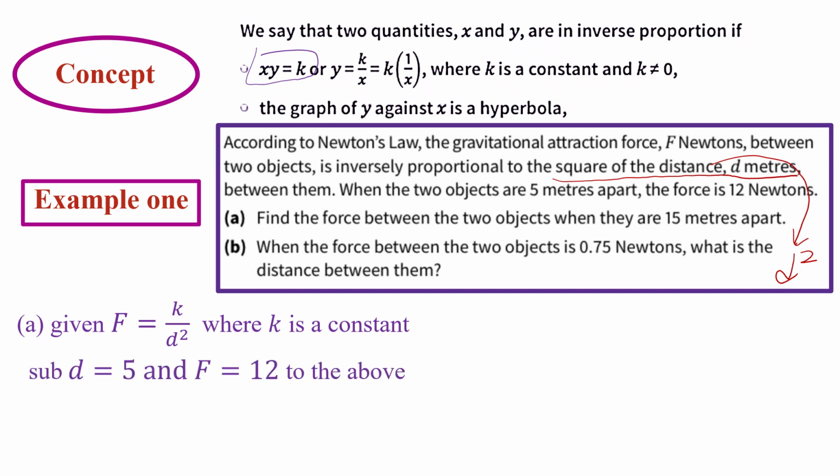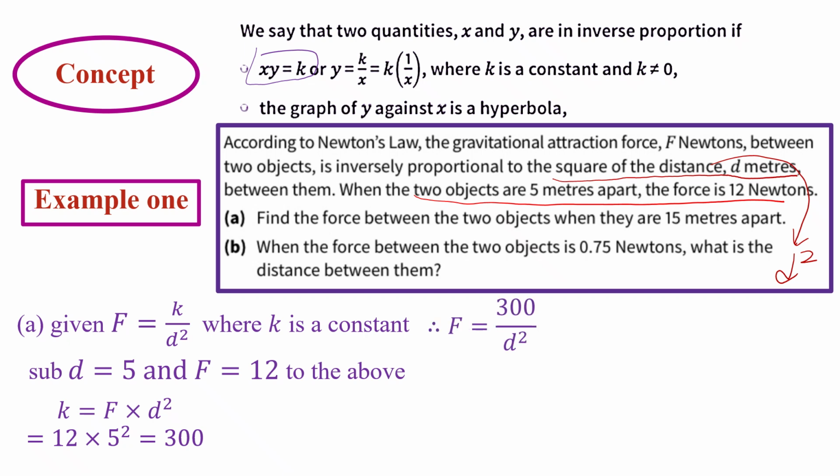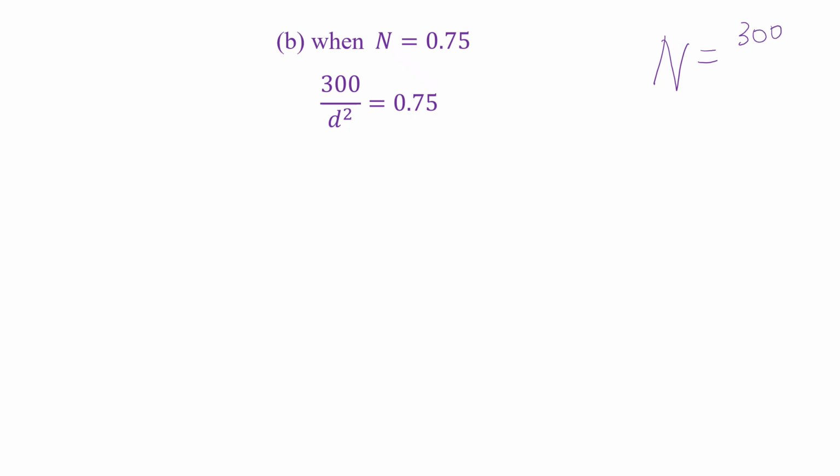So you're going to substitute d to be 5. This is what you're given here. Then you can find the value of k to be 300. With that, you can form the equation, which is very important, because the equation will help you to do part B. For part B, we're told that the gravitational force between these two particles is 0.75. So we're going to substitute it. Remember the equation we had earlier: F is equal to 300 over d squared.